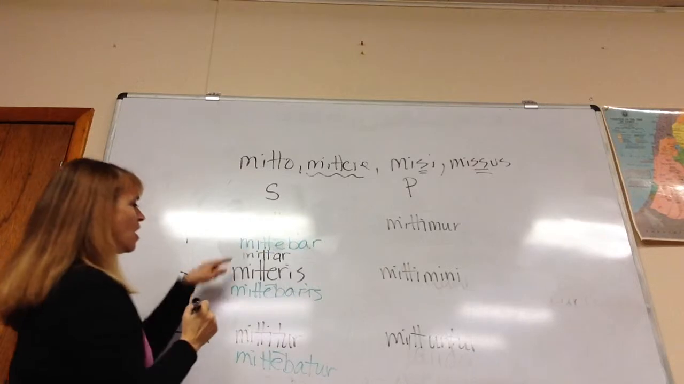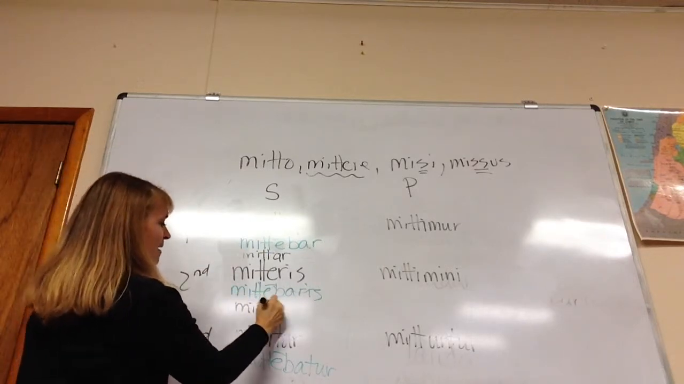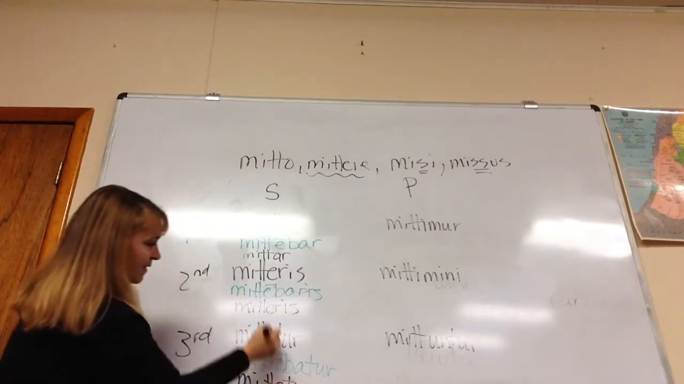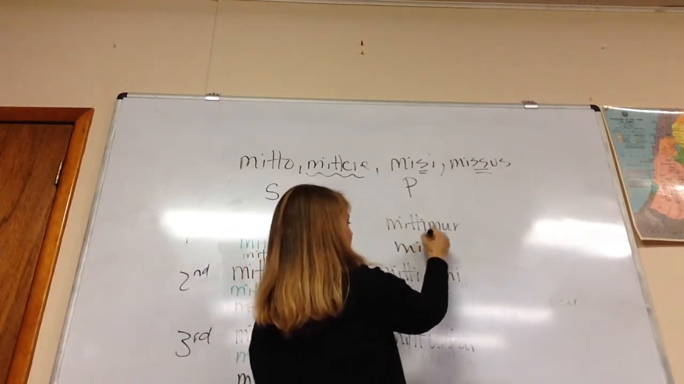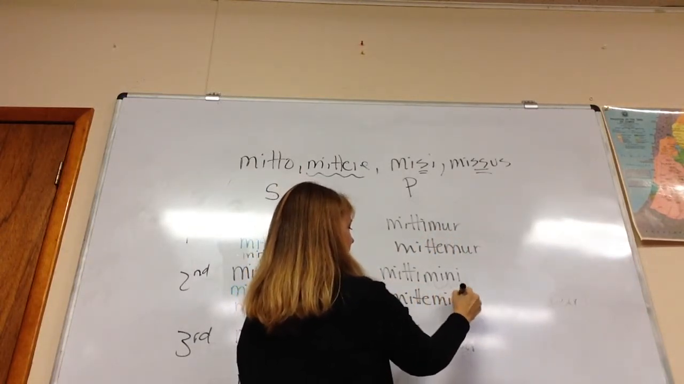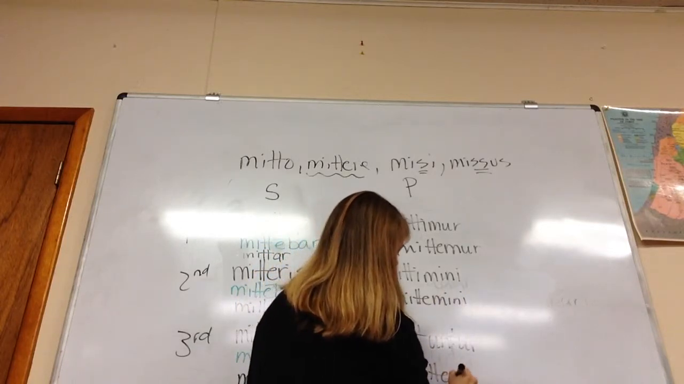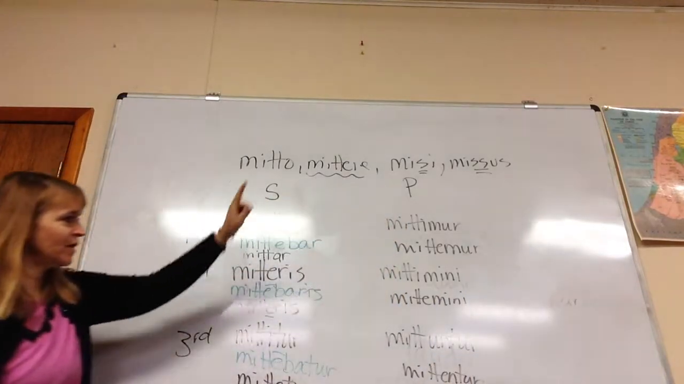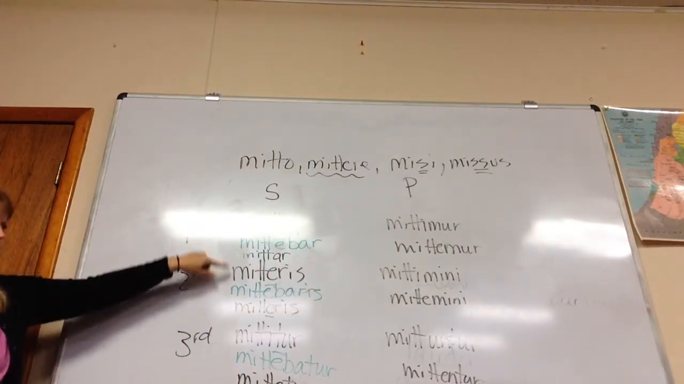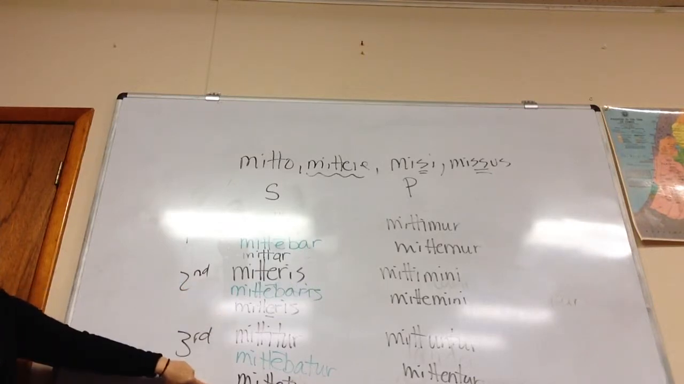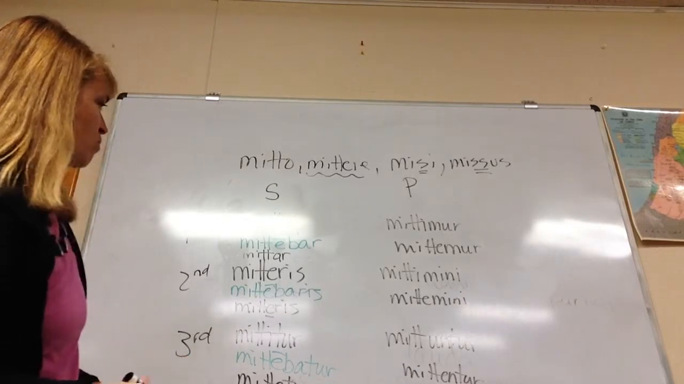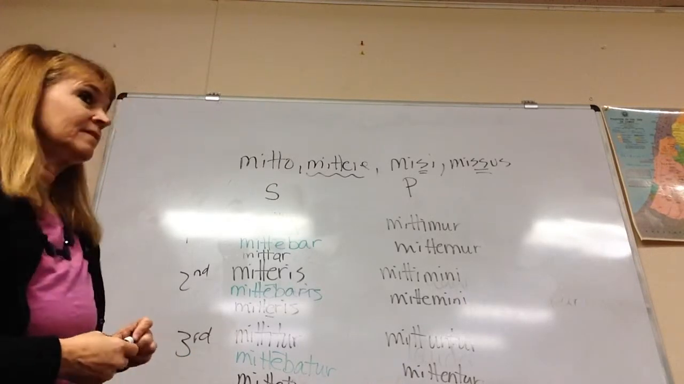No, this is an A. Mittar. Okay. Mitteris. Mittetur. See, now I've got the E. Mittemur. Mittemini. And then mittentur. Okay, see that E all the way through, except right here because it's mittam, mittes, mittet. So mittar, mitteris, mittetur.